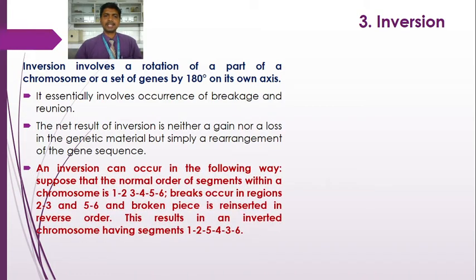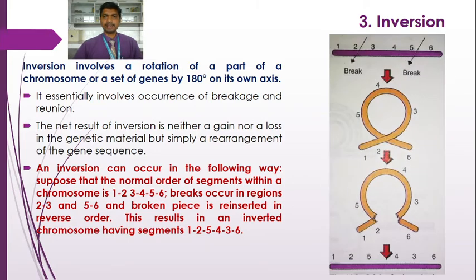An inversion can occur in the following way. Here we are going to take the example of a segment of a chromosome. Suppose that the normal order of segments within a chromosome is 1, 2, 3, 4, 5, 6, and the break occurs in the regions 2, 3 and 5, 6, and the broken piece is reinserted in reverse order. Here I am going to explain this with the help of a diagram.